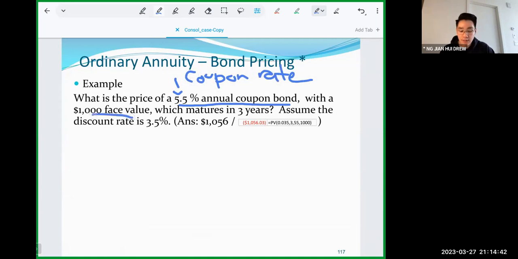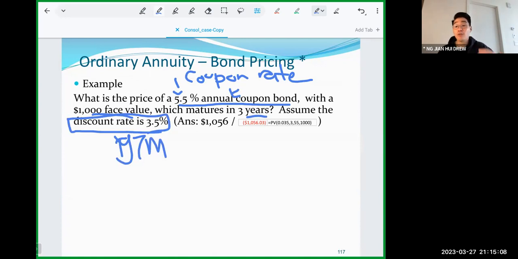They tell you the face value, and it matures in 3 years. And this is annual, so it's important to take note that it's annual. Sometimes it can be semi-annual, then we need to convert everything to months. Remember, we always convert to the lowest denominator. Assume a discount rate. This discount rate is the yield to maturity. In a bond, there's a very specific name. It's called yield to maturity, right? What's the yield if you hold the bond to maturity? So there is a specific term for it called yield to maturity.